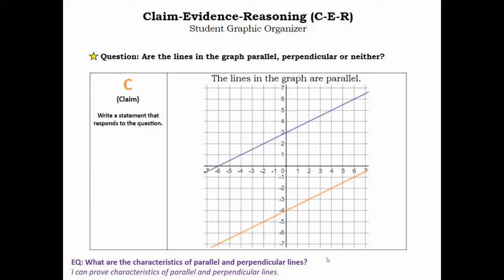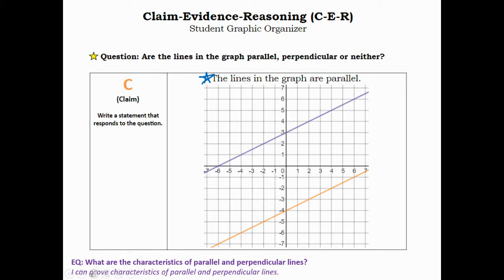I'm so sorry I forgot about the CER that we are adding to this lesson as part of our practice in proving things. So the question that I have given you already, it's already posted there, is: are the lines in the graph parallel, perpendicular, or neither? The claim that we are given is actually pre-listed for us. So I'm just going to point that out for us. The claim is pre-listed right here at the top. The lines in the graph are parallel. So that is what we are trying to support, the statement, prove or disprove that.